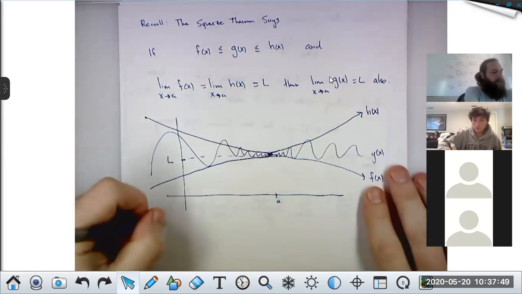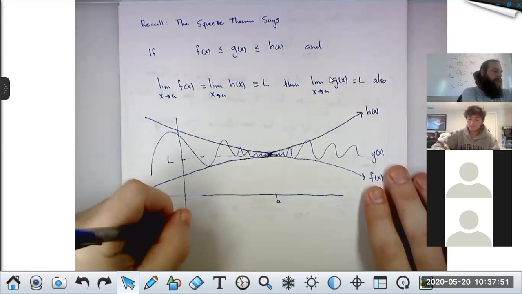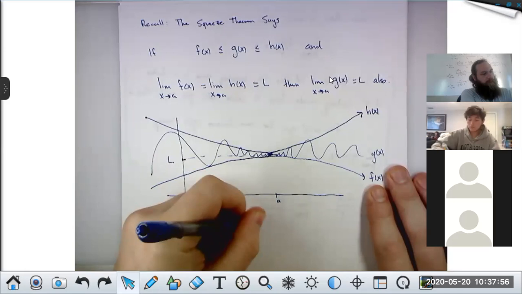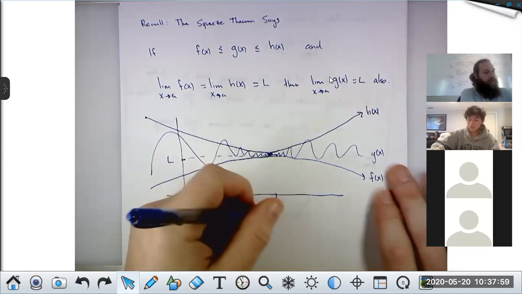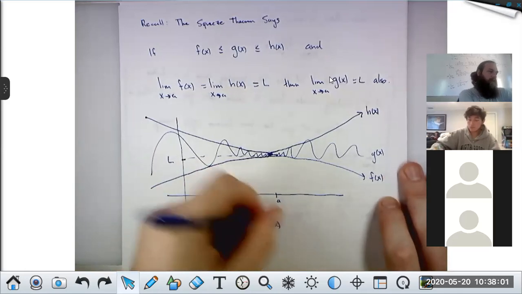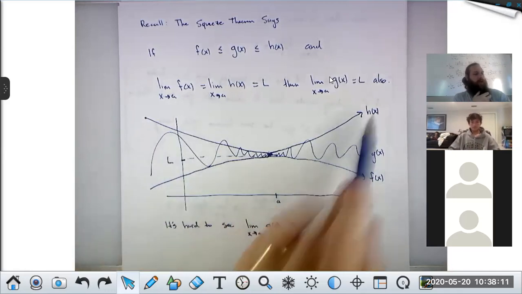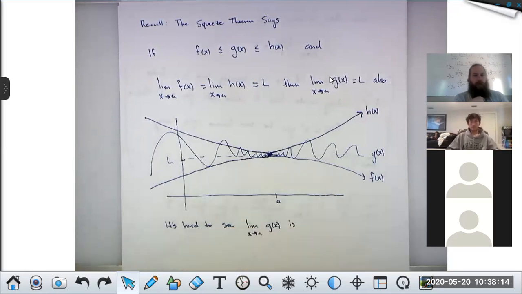So it's hard to see what the limit as x goes to a of g of x is. That's the game, right? If it's hard to see what the limit of the middle guy is because he's behaving so weirdly, you can try to find two functions, one that bounds him from above and one that bounds him from below, that both do the same thing at a. And then you can be certain that the limit of g of x as x approaches a is the same as the two bounding functions.